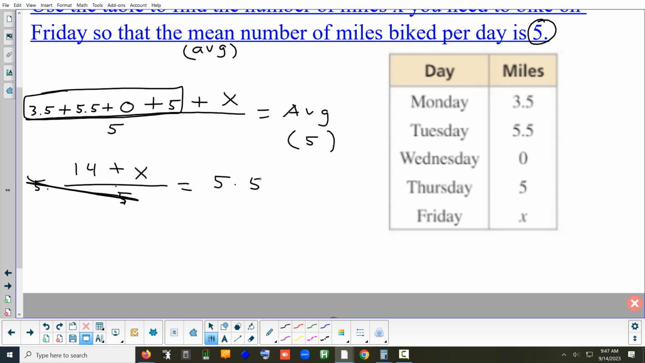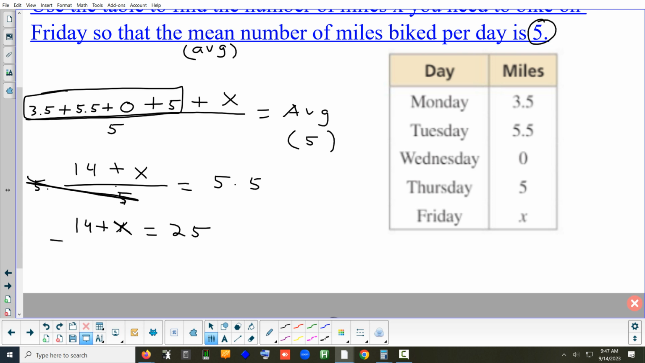Yep. 14 plus x equals 25. So 14 plus x equals 25. All right. And now we're just about done. We just have one step left to solve for x, which is how many miles we have to bike on Friday. What's my last step to get rid of that 14?